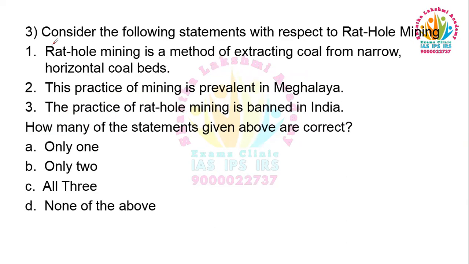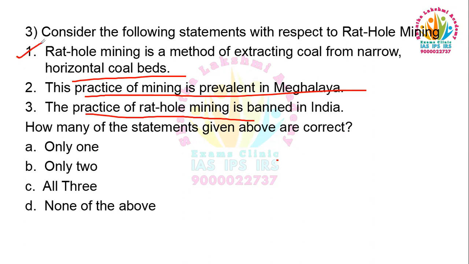Next question. Consider the following statements with respect to rat hole mining. Statement 1. Rat hole mining is a method of extracting coal from narrow horizontal coal beds. Second statement. This practice of mining is prevalent in Meghalaya. Third statement. The practice of rat hole mining is banned in India. How many of the statements given above are correct? Only 1, only 2, all 3, none of the above.